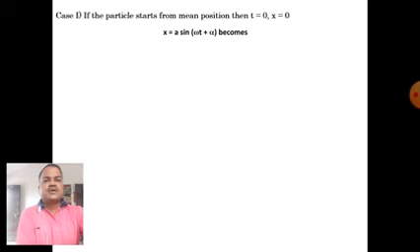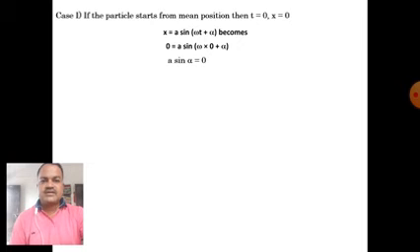x is equal to a sine omega t plus alpha. Put this value of t is equal to 0, x is equal to 0 in this equation. So the equation becomes 0 is equal to a sine omega into 0 plus alpha. So a sine alpha is equal to 0, and sine alpha is equal to 0 divided by a, which becomes 0. So the equation arises: sine alpha is equal to 0.